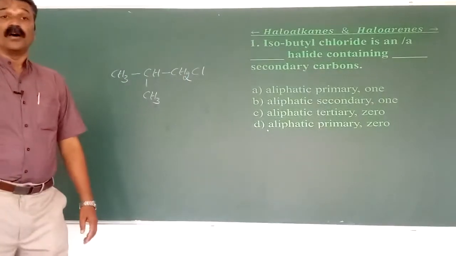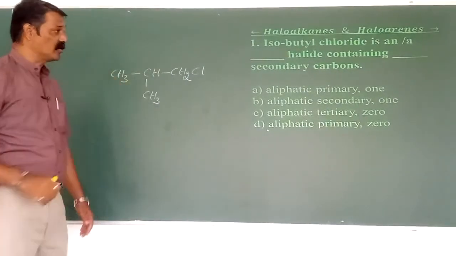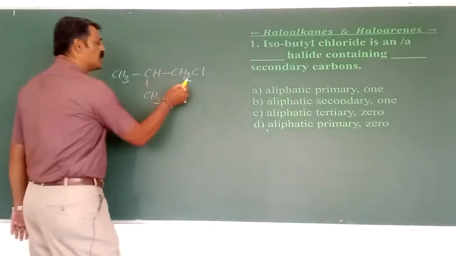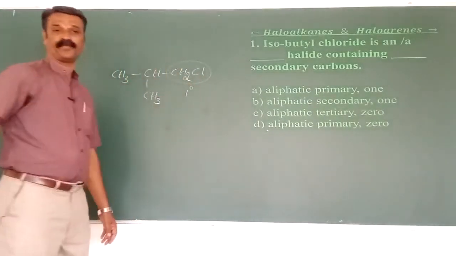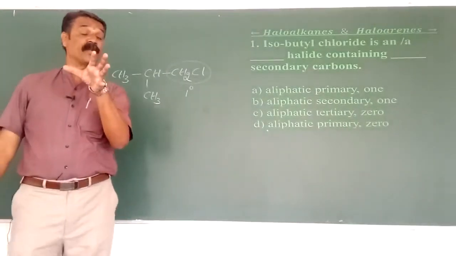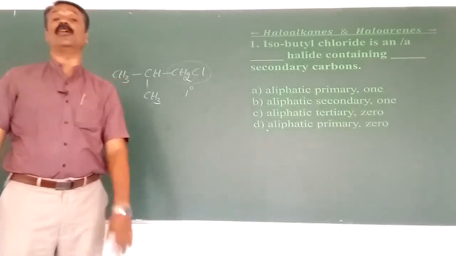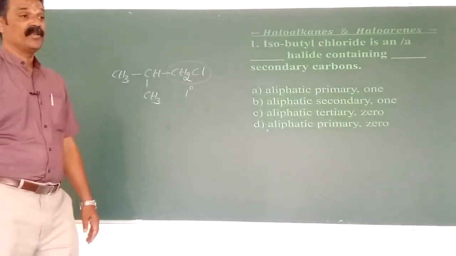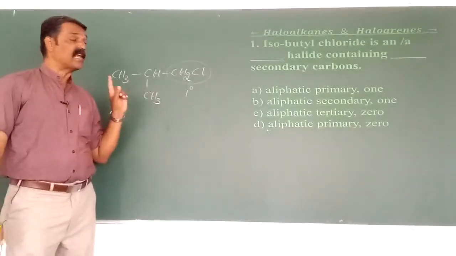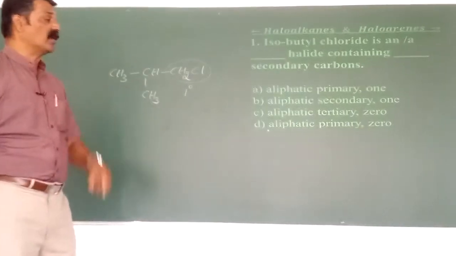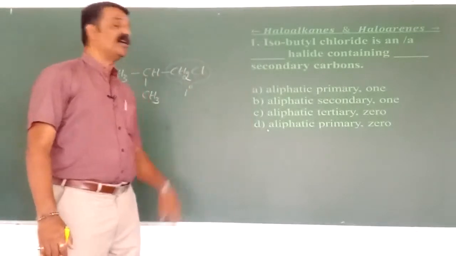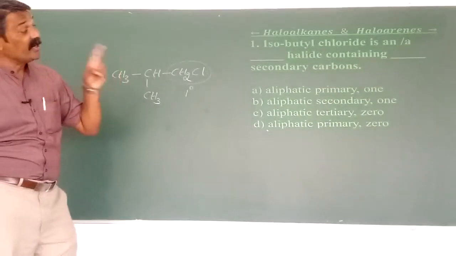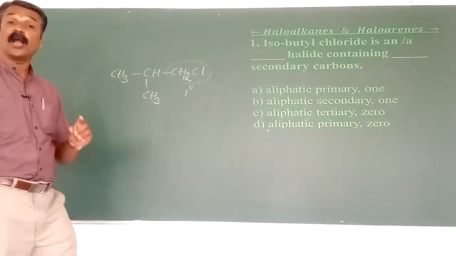Remember first, or we can solve this one. If CH2Cl is already present, it is no doubt primary. If a CHX is present, secondary. If only CX, it is called tertiary. First, is it open chain or closed chain? Here it is aliphatic, with primary, so I can choose either A or D. In addition, it contains dash number of secondary carbons. A carbon which is surrounded by 2 other carbons is called secondary.